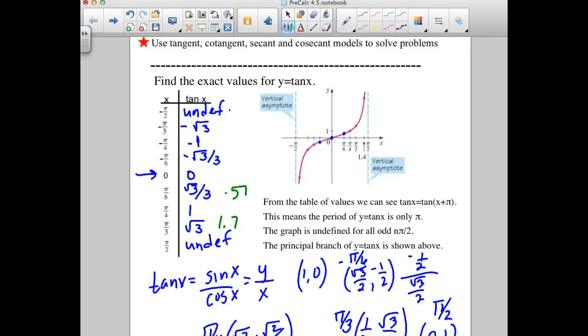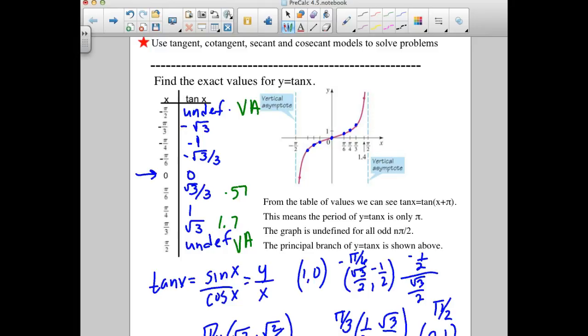At pi over 4, we said we were at 1 and negative 1. And at pi over 3, we said we were at about 1.7 or negative 1.7 here. Does that make sense? By the time we get to pi over 2, we are undefined, which means we have vertical asymptotes. So any place in your t-chart where you get an undefined, that's a vertical asymptote.